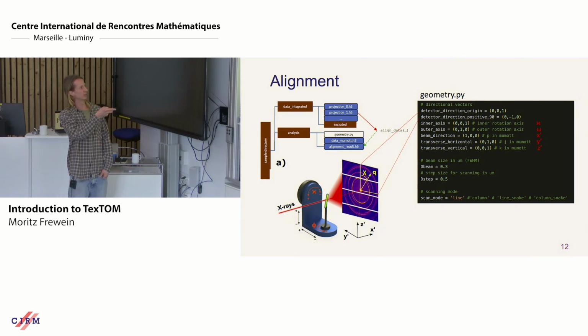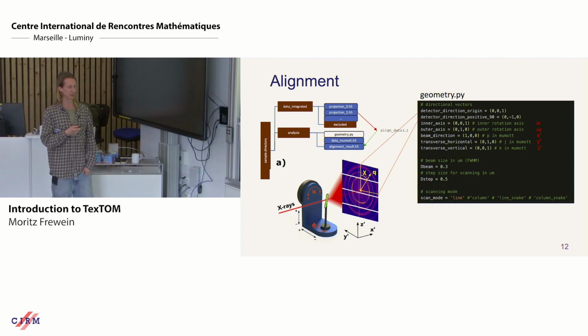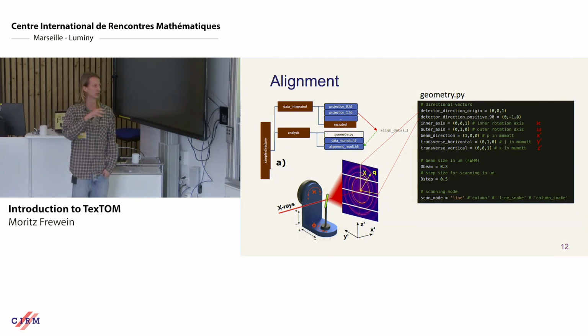Then you also have to give it the size of the beam and the scanning size. Currently we have scanning mode only. I'm planning to add a continuous mode also for the data input. But for the moment, you can do a line scan where you do a horizontal scanning of your sample, or a column scan. And if you do a snake scan, then you go basically up and down or back and forth.